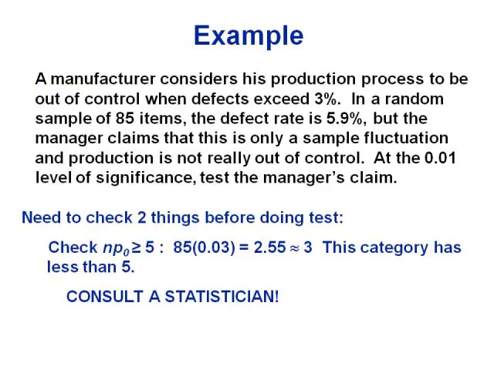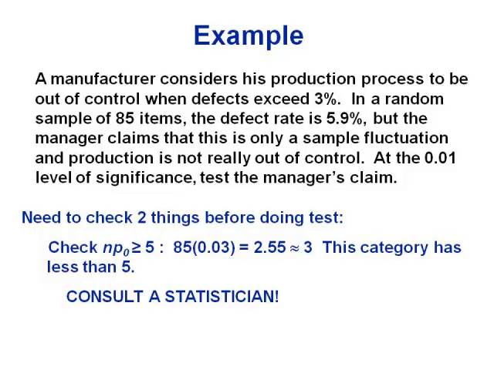One last example, one that we can't continue with. So a manufacturer considers his processes to be out of control if the defects exceed 3%. He has a sample batch that has a defect rate of 5.9%, but he wants to say that that's just a fluctuation in the sample and that the population overall does not exceed 3%. So he wants to say that the population is less than 3%.